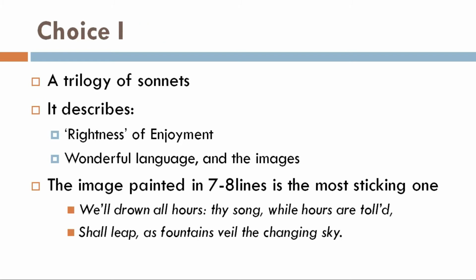So let's begin with Choice 1. Choice 1 is a trilogy of sonnets. It describes the rightness of earthly enjoyment over wasting one's life in pursuit of gold or knowledge. In Choice 1, wonderful language and imagery is used. The image painted in the 7th and 8th line is the most striking one.